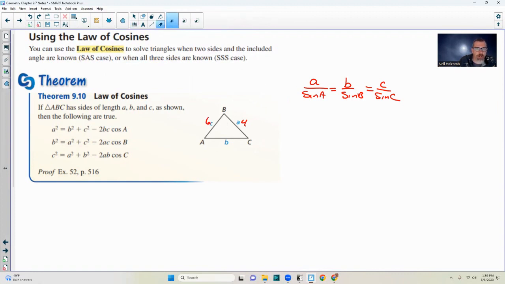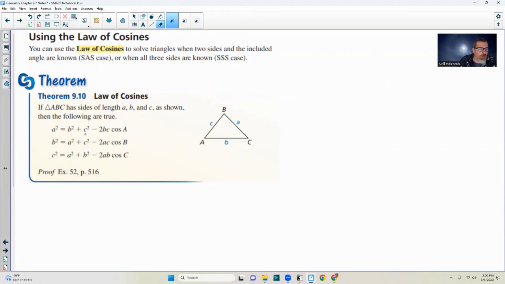Well, if A is 4 and C is 6, and I compare those two, then I'd say 4 over the sine of A equals 6 over the sine of C, and I cross multiply, I get 6 times the sine of A equals 4 times the sine of C. Well, unfortunately, we have two unknowns, and you can't solve a problem when you have that. So that's why we can't use the law of sines when we don't know any of the angle measures.